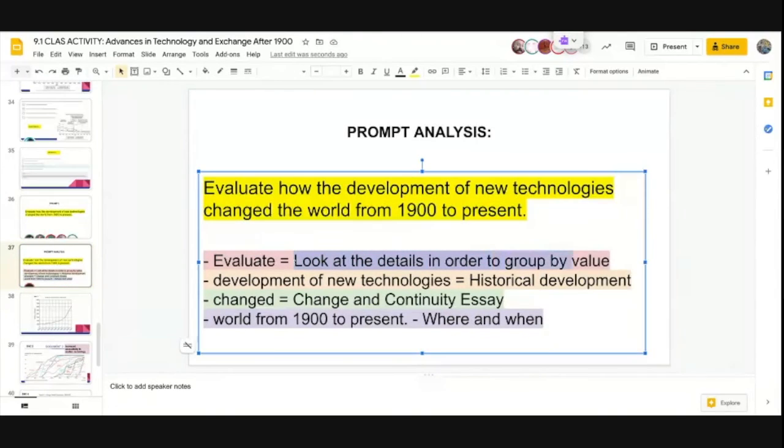Evaluate. Look at the details in order to group by value. The development of new technologies, historical development, changed. Change and continuity essay, and the world from 1900 to present, where and when.